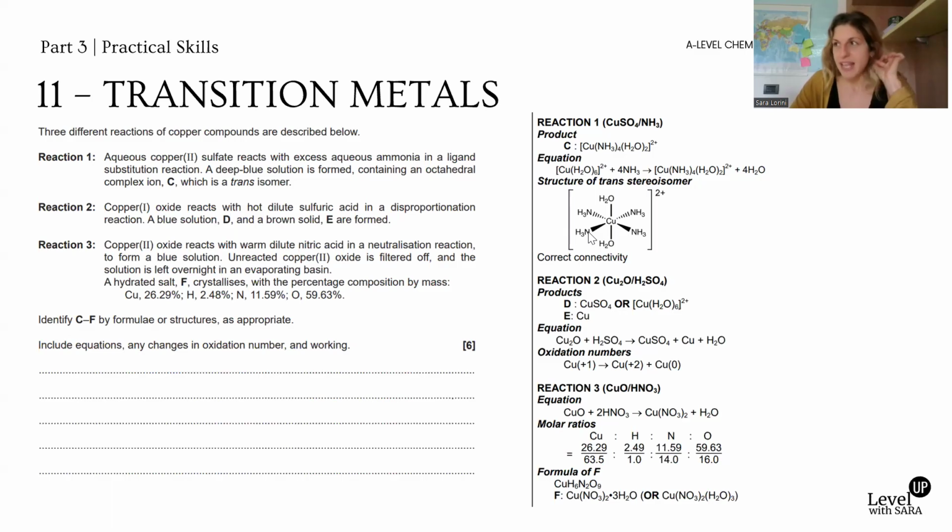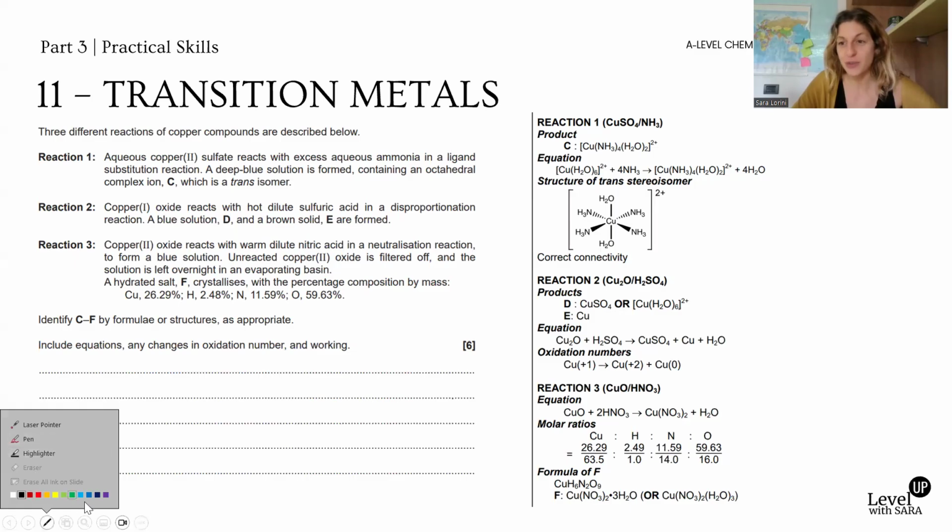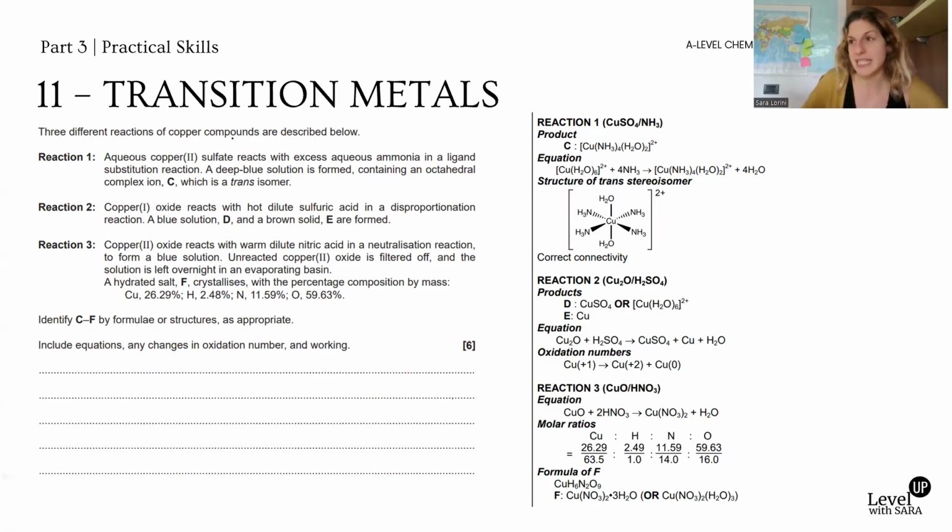Now, there's a lot going on, and it's not very clear because it's so wordy. So one thing I would do before I work out the solution is try to make it more visual. You would write down the actual equation before even working out the product. I think it's much easier because like this, you can really visualize what happens. For example, reaction 1: copper sulfate reacts with excess aqueous ammonia in a ligand substitution reaction.